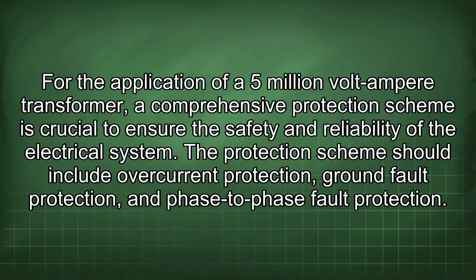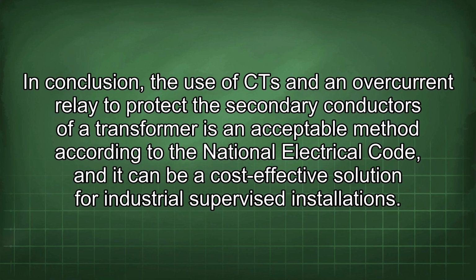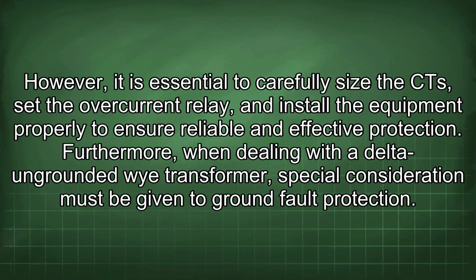The protection scheme should include overcurrent protection, ground fault protection, and phase-to-phase fault protection. The protective devices should be carefully selected and coordinated to ensure selective tripping and to minimize disruption to the rest of the electrical system. In conclusion, the use of CT and an overcurrent relay to protect the secondary conductors of a transformer is an acceptable method according to the National Electrical Code, and it can be a cost-effective solution for industrial supervised installations. However, it is essential to carefully size the CT, set the overcurrent relay, and install the equipment properly to ensure reliable and effective protection.